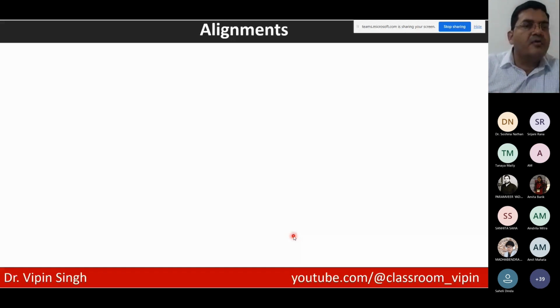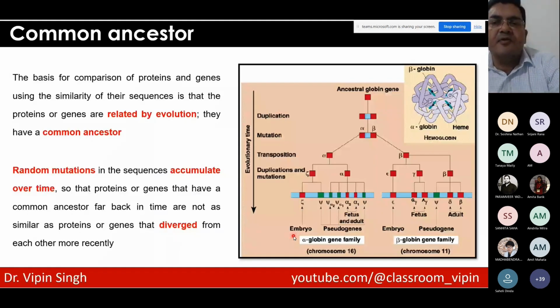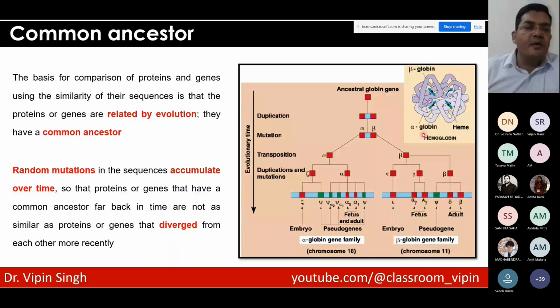Here you are, the same slide again. You have a common ancestry. The globin gene initially was a single copy, then it made two copies. They diverged from each other, forming the alpha and beta. Then alpha further formed seven copies, beta further formed six or seven copies, and finally they ended up on different chromosomes in the human. The alpha globin locus is on chromosome 16, and the beta globin locus is on chromosome 11. Together, alpha and beta copies form the hemoglobin.